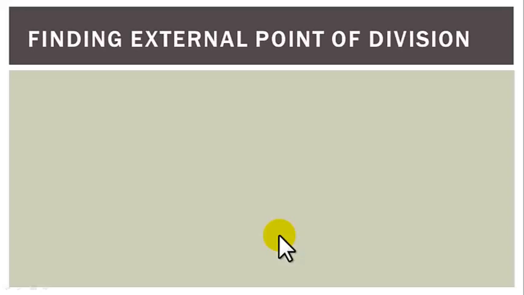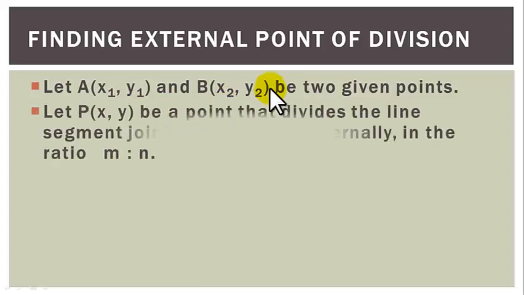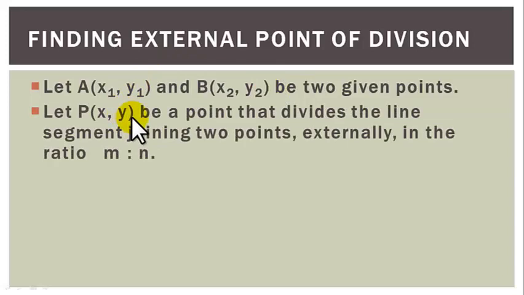Finding external point of division. Again, let A(x1, y1) and B(x2, y2) be two given points, and let P(x, y) be a point that divides the line segment joining the two points externally in the ratio m:n.